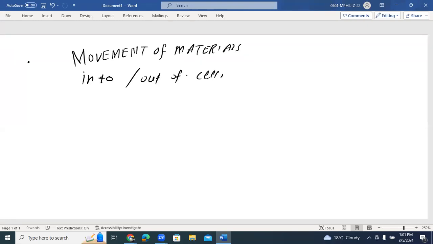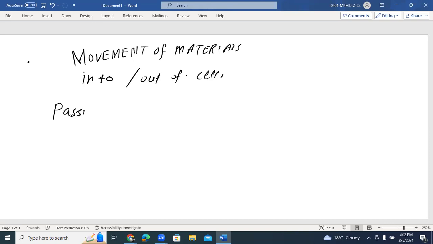So because it is a two-way traffic, if something is able to get into the cell, definitely there will be some substances which will have to go out of that cell. Commonly, this concept that we have studied is that there are two main types of transport that we commonly classify as the types of movement.